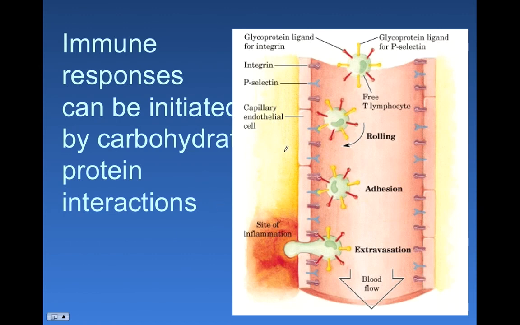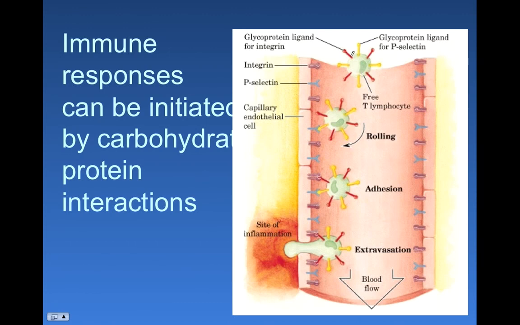Oftentimes, glycoproteins are involved in the immune response, and that's because having all of these interesting monosaccharides with various linkages, alpha and beta, 1,6, 1,4, can create carbohydrates that are really unique and almost act as a fingerprint for cells to be identified or to bind to specific receptors. And so here you can see an immune response to inflammation and how T lymphocytes use glycoproteins in order to bind to sites of inflammation.